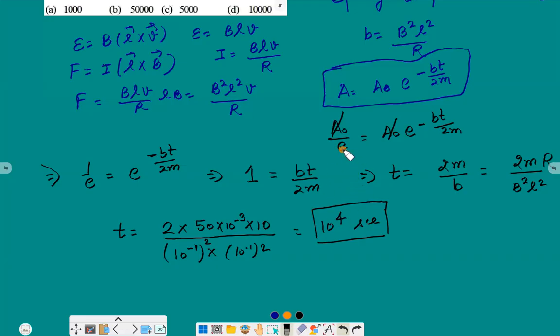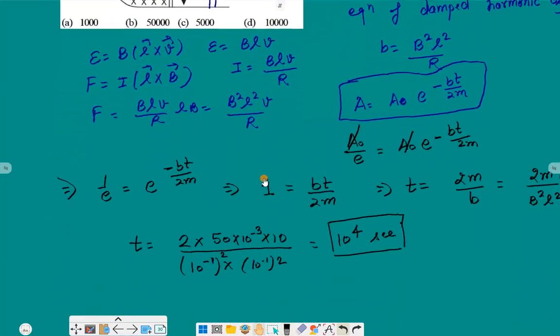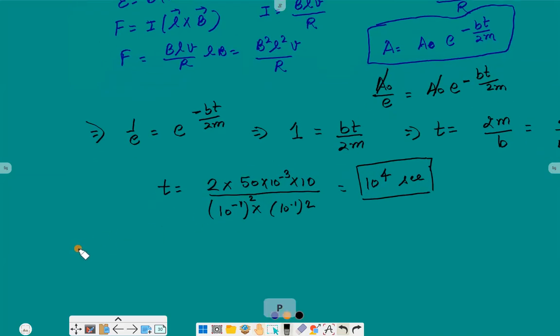And why is it happening? This is happening due to damping, and that damping is produced by the induced EMF. Now we have to find the number of oscillations, and for that we need to find the time period, and the time period is unaffected by the damping force. So the time period stays the same. Time period will be 2 pi under root m by k, where k is the spring constant and m is the mass of the oscillator.